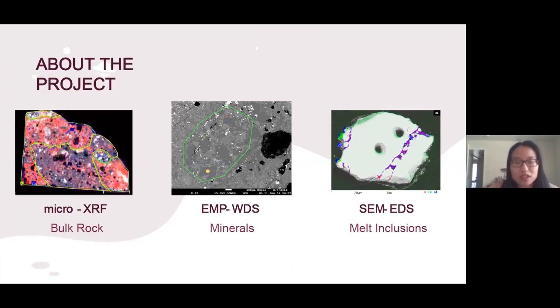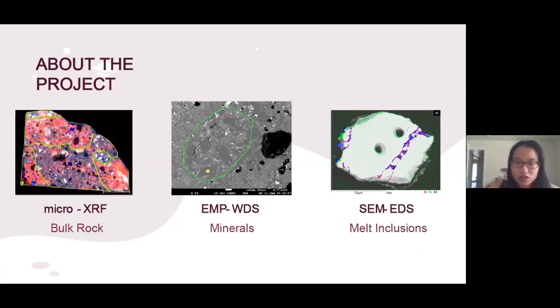For this project, we looked at sample 14311, which has been identified as an impact melt breccia with unusually high volumes of zircons. We looked at elemental compositions on 3 scales. First we looked at bulk rock using micro XRF, and we found about 4 potential different lithologies, which were generally characterized by potassium levels. We then performed quantitative wavelength dispersive spectroscopy using an electron microprobe to target individual minerals and get a robust representation of mineral compositions in the sample. And then we performed semi-quantitative energy dispersive spectroscopy using a scanning electron microscope for looking at melt inclusions.